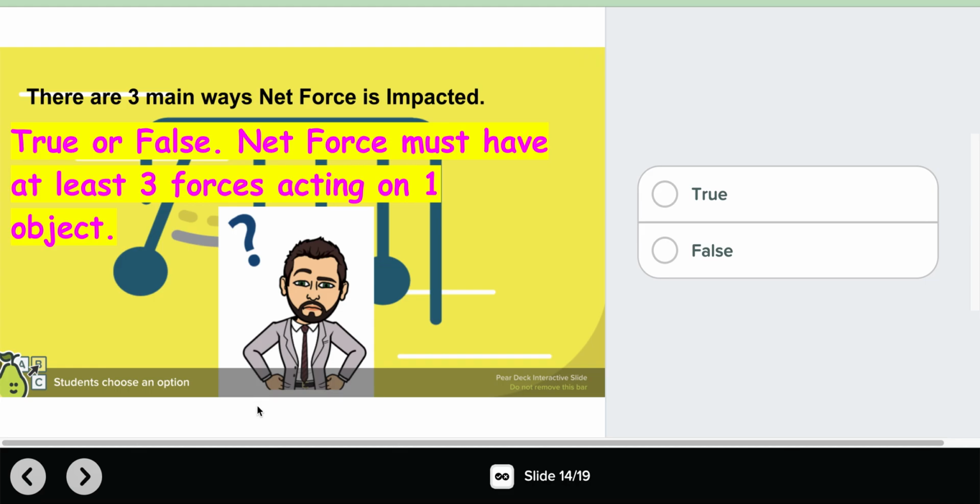Okay, let's check in. True or false? Net force must have at least 3 forces acting on one object at the same time. What do you think? Okay, well, the answer to this is, it's false. We don't need 3, you just have to have at least 2 different forces acting on one object.